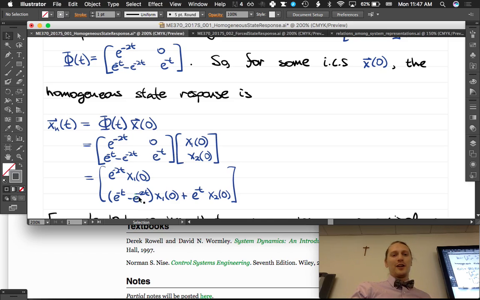So this lower term here is found by multiplying this e to the negative t minus e to the negative 2t times x1 of 0 plus e to the negative t times x2 of 0 here. And that is our second term.